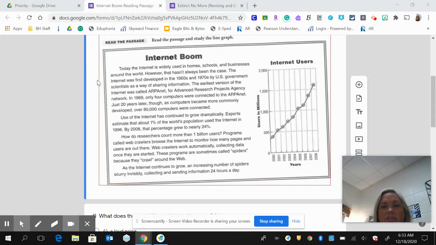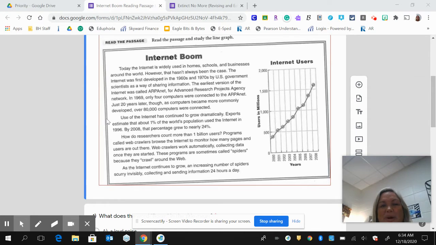The earliest version of the internet was called the ARPANET, for Advanced Research Projects Agency Network. In 1969, only 4 computers were connected to the ARPANET. Just 20 years later, though, as computers became more commonly developed, over 80,000 computers were connected. Use of the internet has continued to grow dramatically.